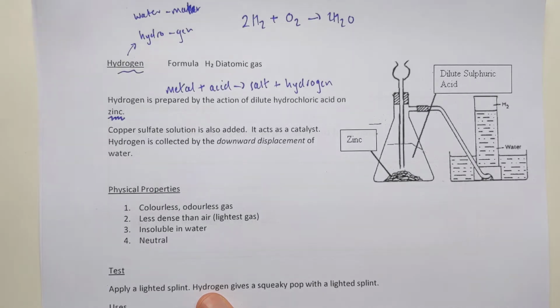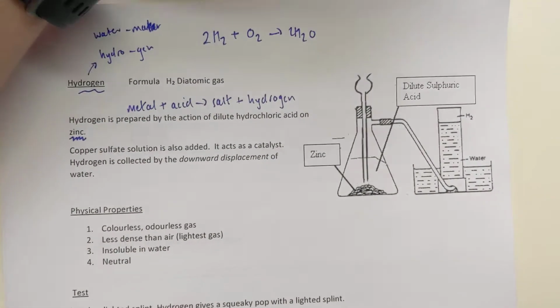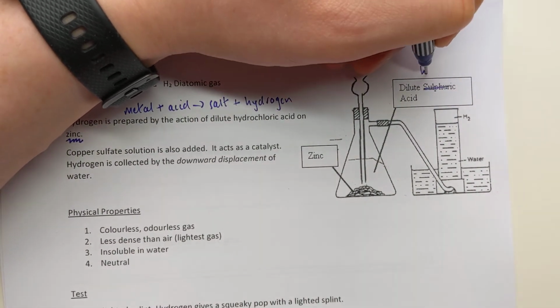So the official way you're asked to learn how you make hydrogen is zinc reacting with hydrochloric acid in a container. So just make that kind of consistent. This label here needs to turn to hydrochloric acid.